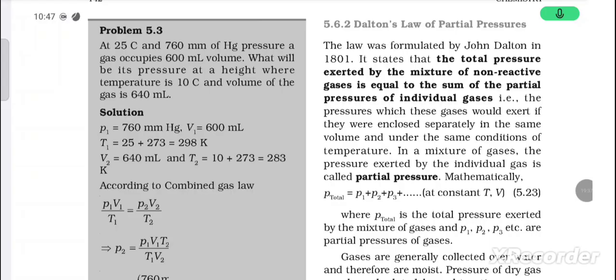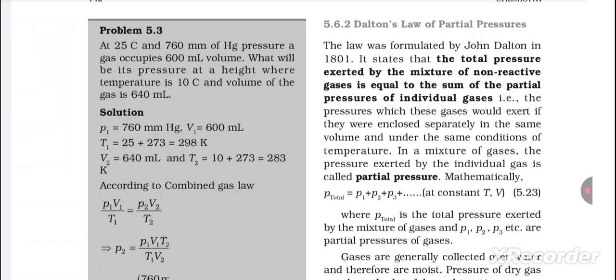Dalton's law of partial pressure. The law was formulated by John Dalton in 1801. It states that the total pressure exerted by a mixture of non-reactive gases is equal to the sum of the partial pressures of individual gases. The pressure which these gases would exert if they were enclosed separately in the same volume and under the same condition of temperature. In a mixture of gases, the pressure exerted by the individual gas is called partial pressure.